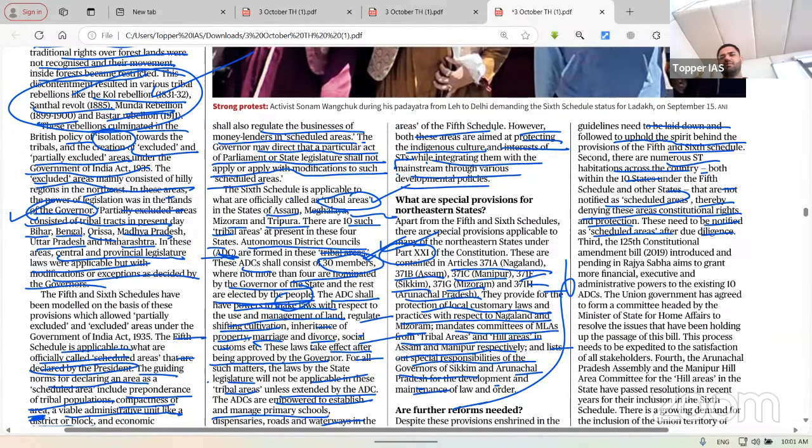And the third one is the 125th Constitutional Amendment Bill, which was introduced in 2019, and this is pending in Rajya Sabha.